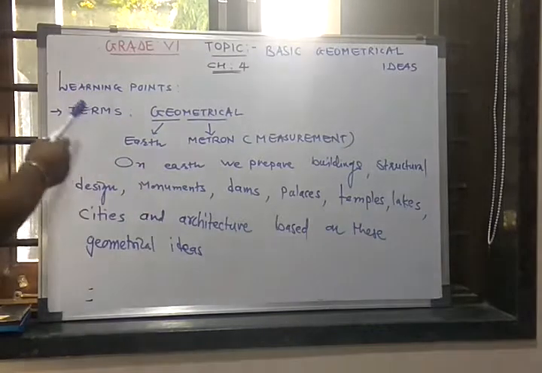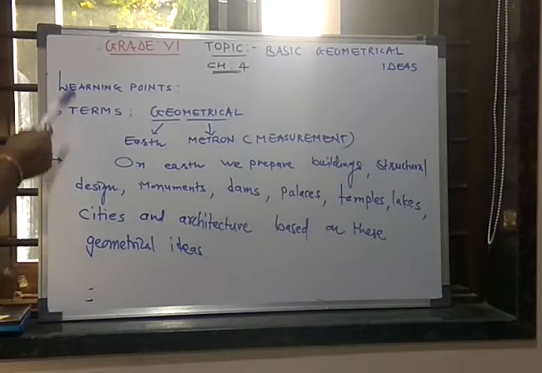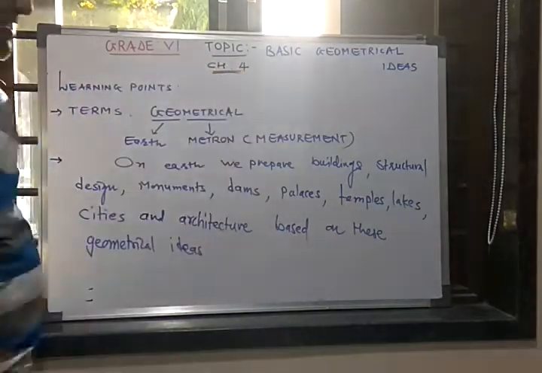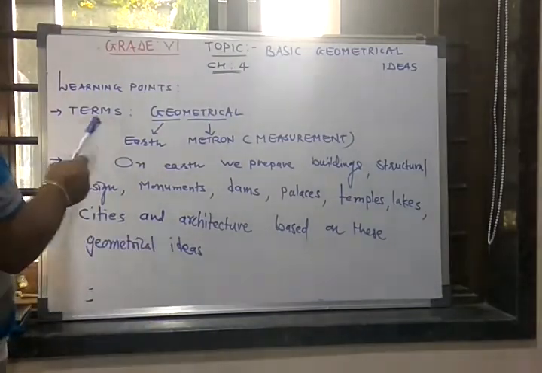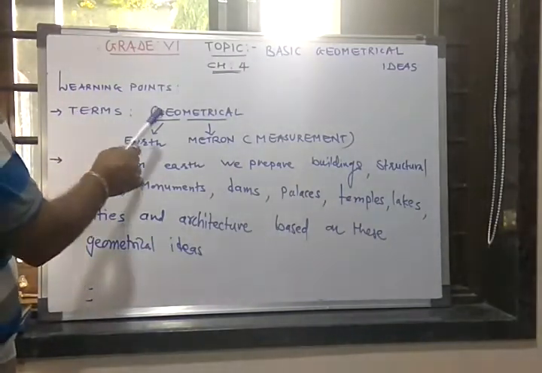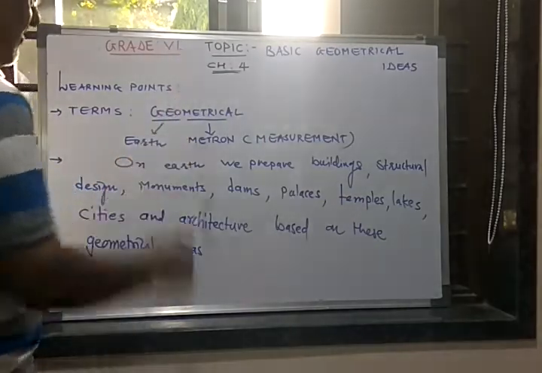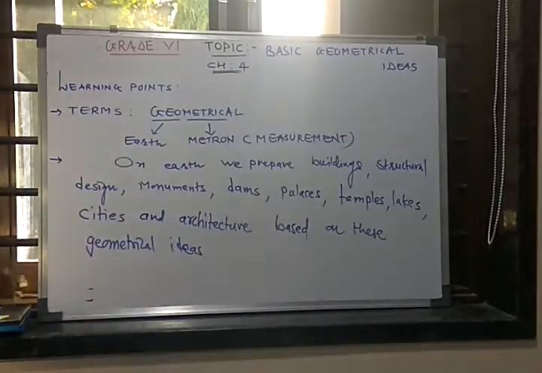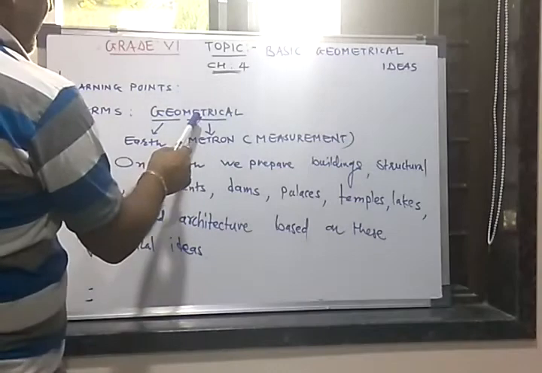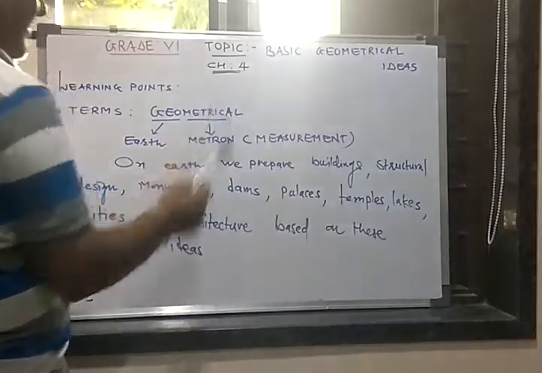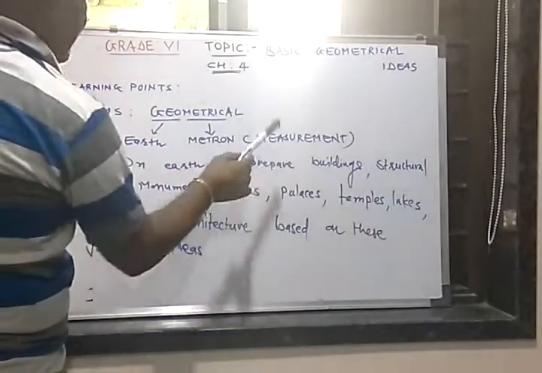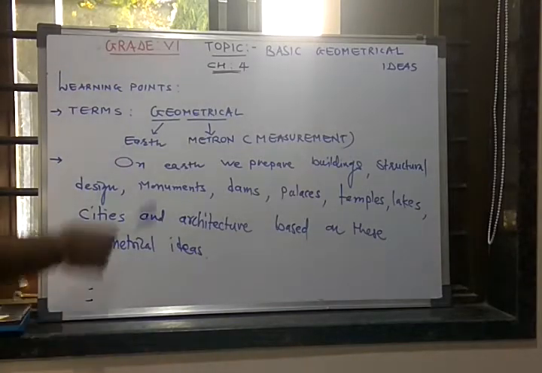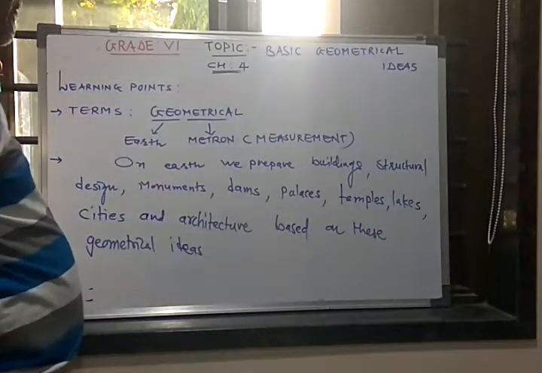Let's start today's learning points. Our chapter name is Basic Geometrical Ideas. So let's try to understand the meaning of geometrical. Geo means earth, that you know very well. From metrical, metron is there, and metron means measurement. So geometrical means what? Earth measurement.